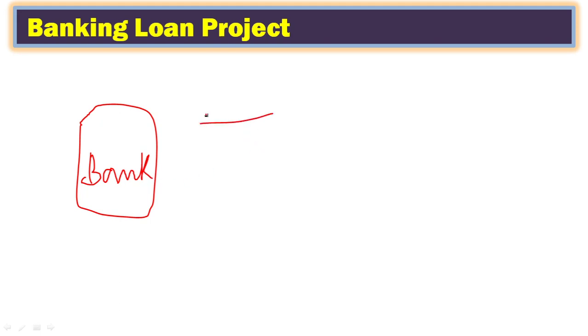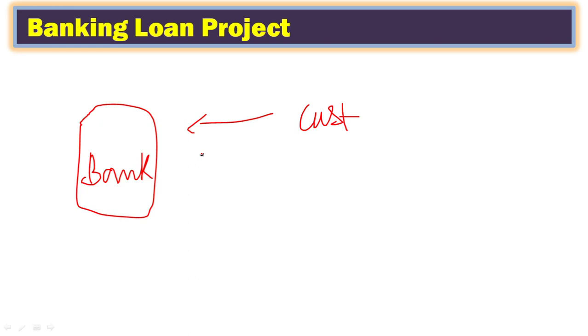Now let's understand how the loan project works. We already know banks will give loans. So here is a bank. This bank will give the loan to the customer. Now in order to give the loan, first the customer has to register here. So here is a customer. Right, a customer can get different loans.